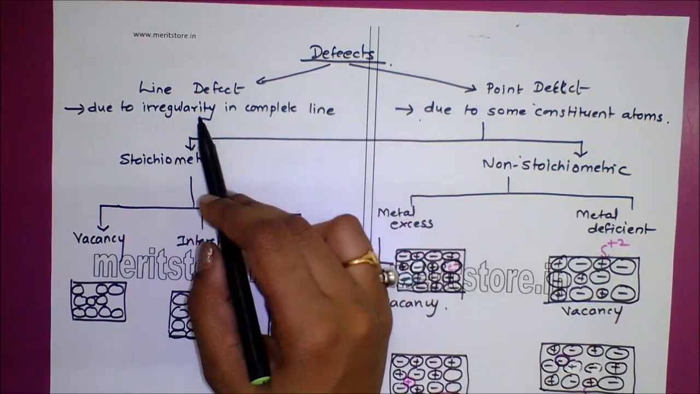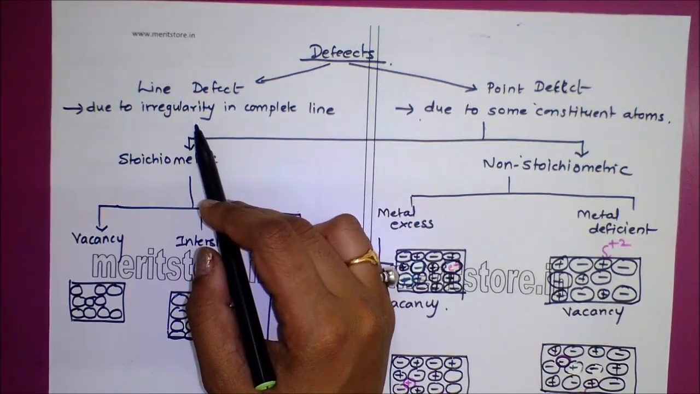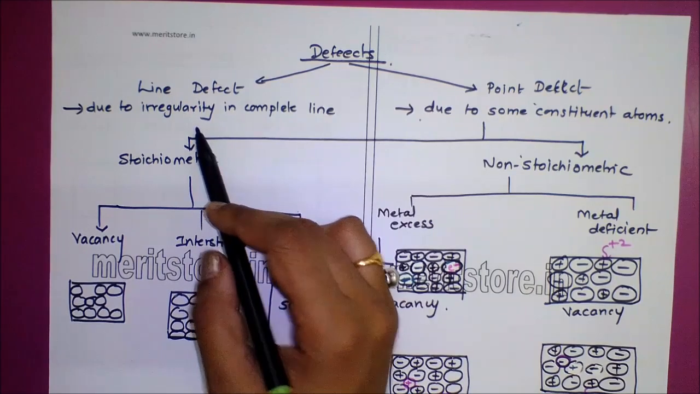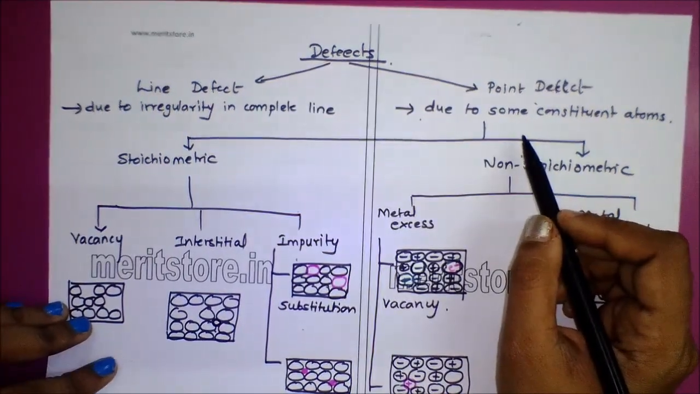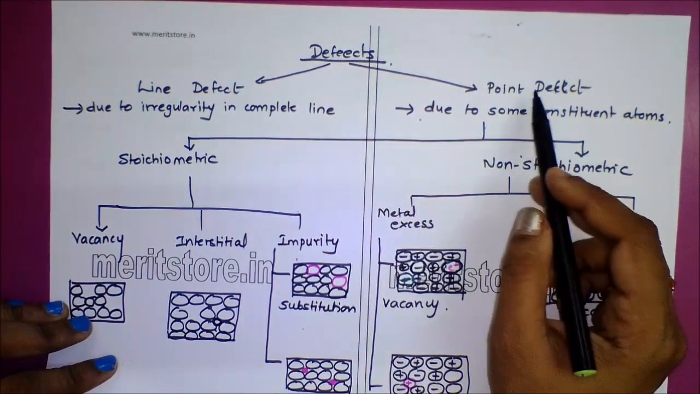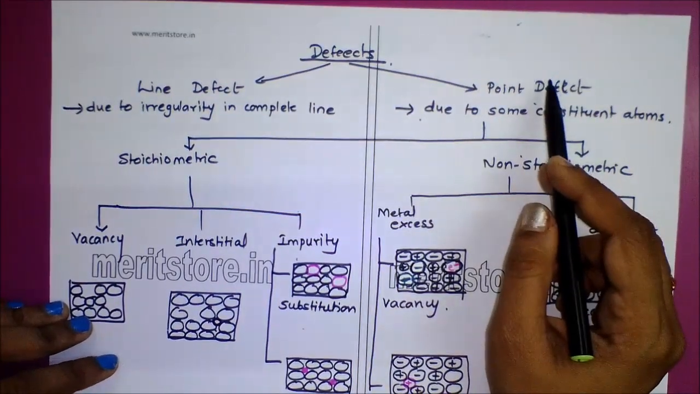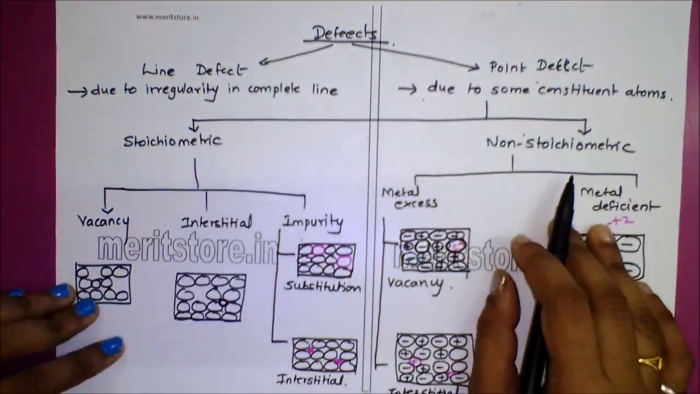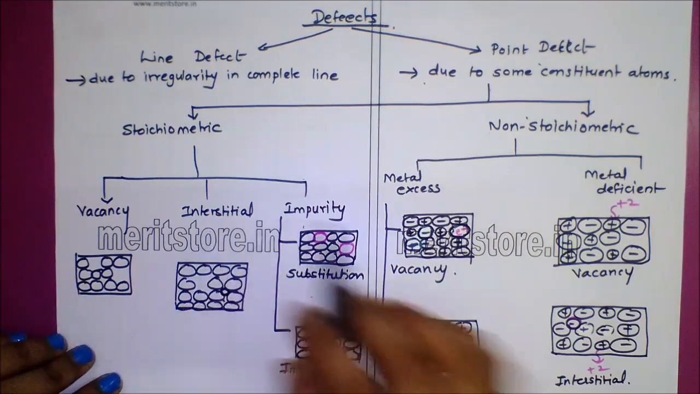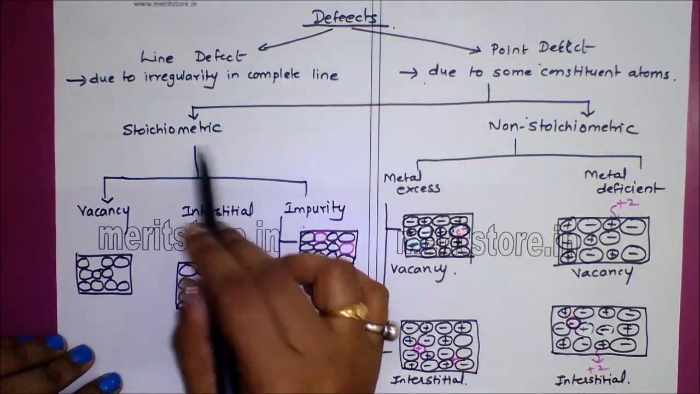The line defect is generally due to the irregularity of a complete line of the particles. While here, if there are some defects related to some constituent atoms, we call this a point defect. Point defect is further classified into two types. One is stoichiometric and another one is non-stoichiometric. Let us talk about stoichiometric.